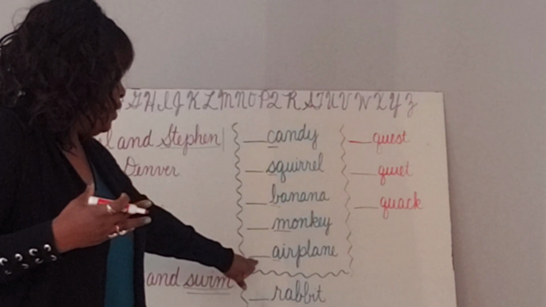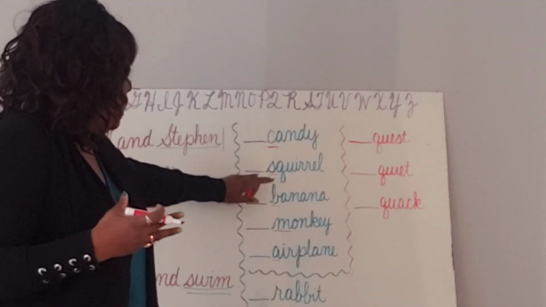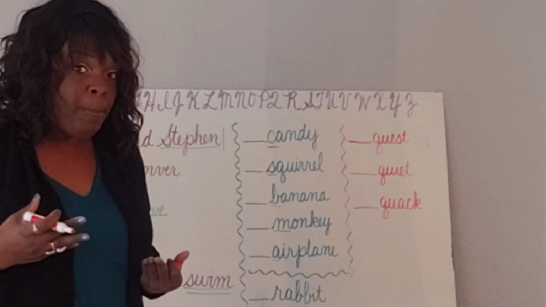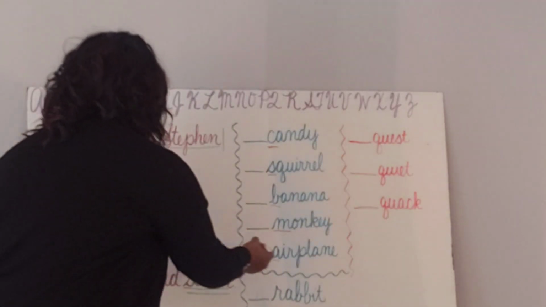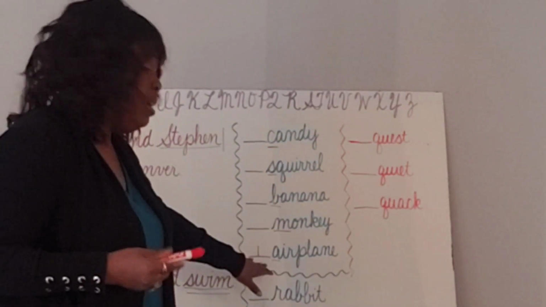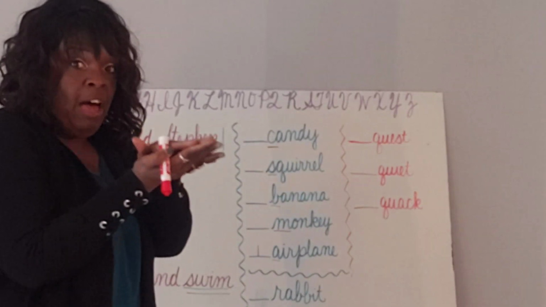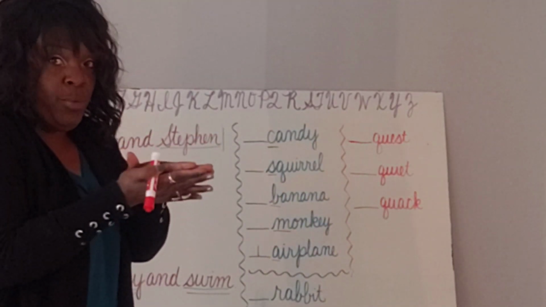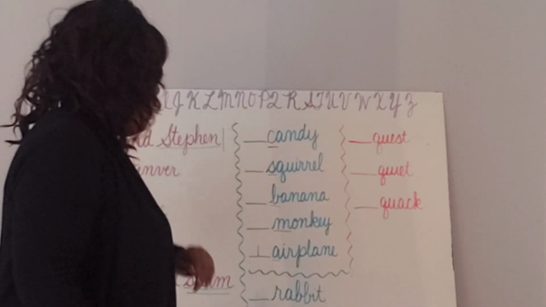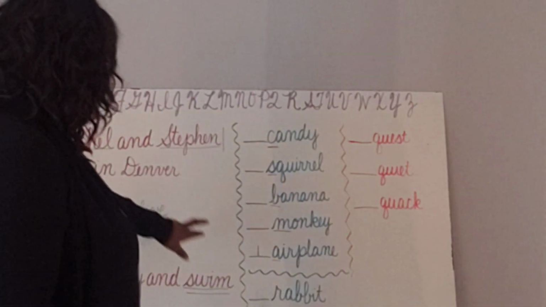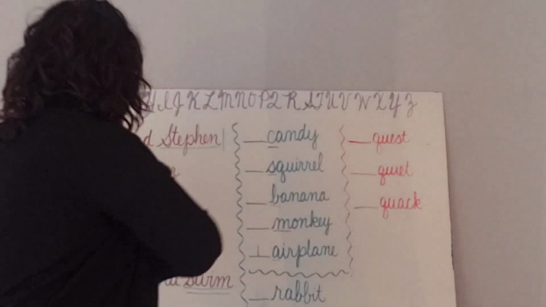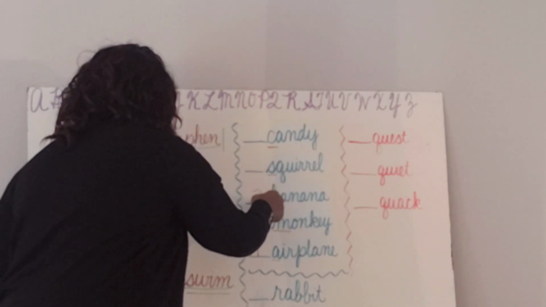But we should obviously know that out of all these words, candy, squirrel, banana, monkey, airplane, the first letter would be A, airplane. So we would put a number 1 by airplane because that is going to be the first word in alphabetical order, in ABC order we call it, okay? What's next? Candy, squirrel, banana, monkey. So we keep going. A, B. Do we have a B? Oh, we have a B. If we have a B, then that's going to be number 2, okay?